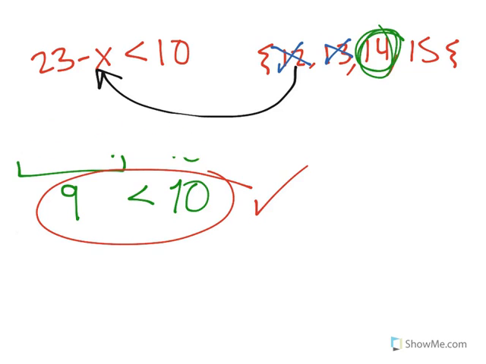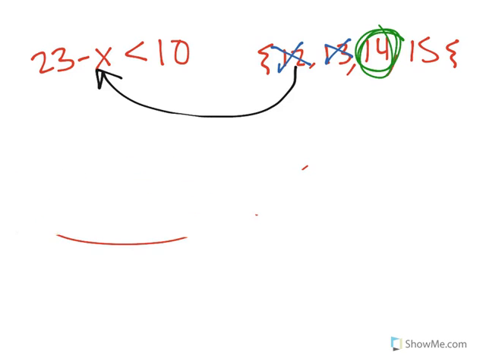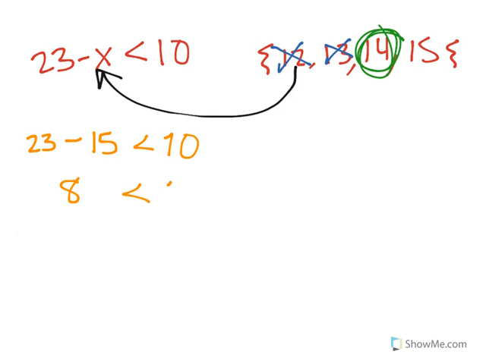Now let's see if 15 also works, because having one solution doesn't mean that we cannot have more solutions. So 23 minus 15 is less than 10. 23 minus 15 is 8, and this is also less than 10. So this is right. This means that 15 is also one of the solutions out of this replacement set. So the answer to this question would be either 14 or 15.